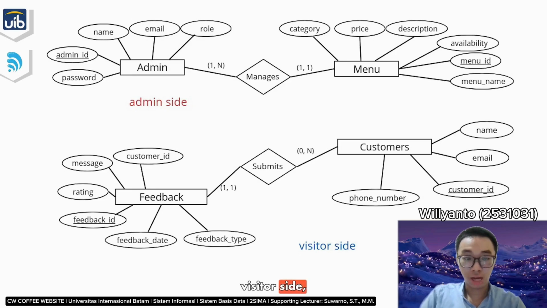On the visitor side, we have the customer identified by the primary key customer ID, as well as other attributes such as name, email, and phone number. Feedback has the primary key feedback ID, the foreign key customer ID, and the attributes message, rating, feedback date, and feedback type. A customer can submit no feedback at all or a lot of feedback, but any individual feedback must be tied to exactly one customer. The category or type is just for quick differentiation when viewing at a glance.